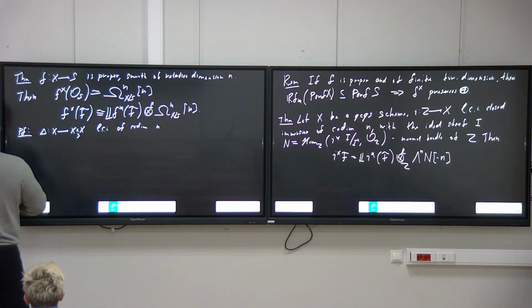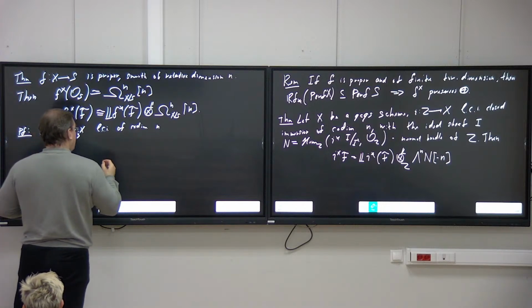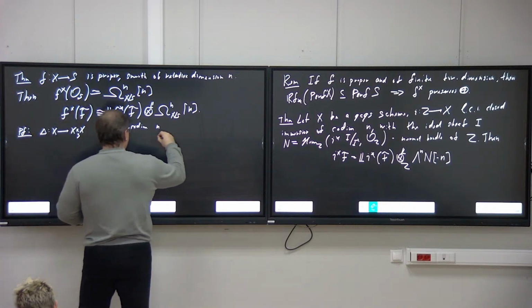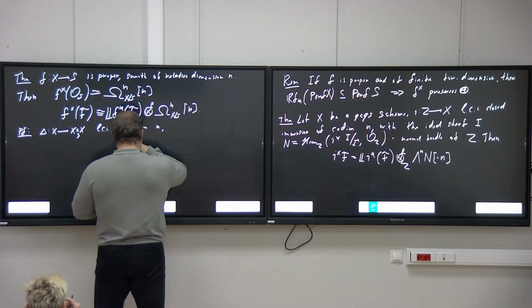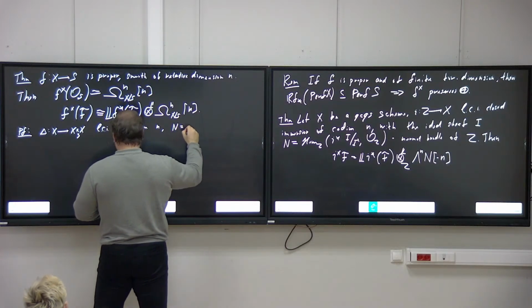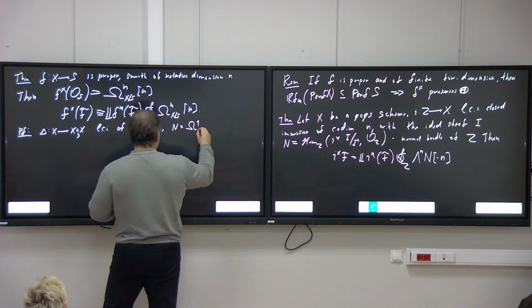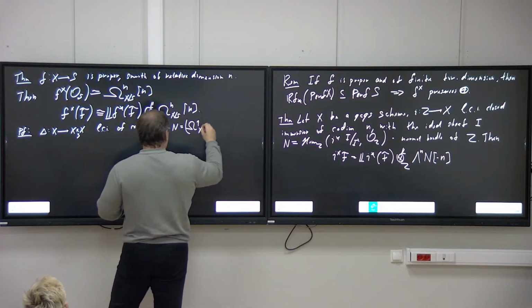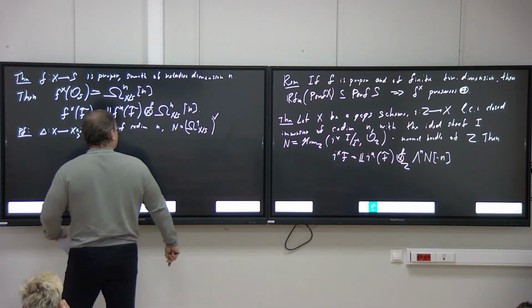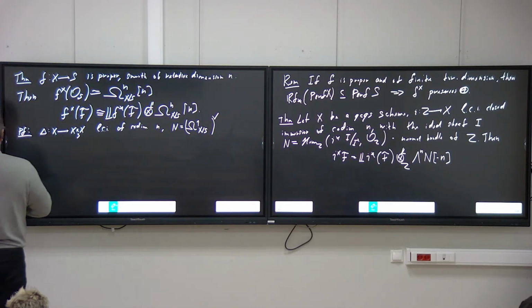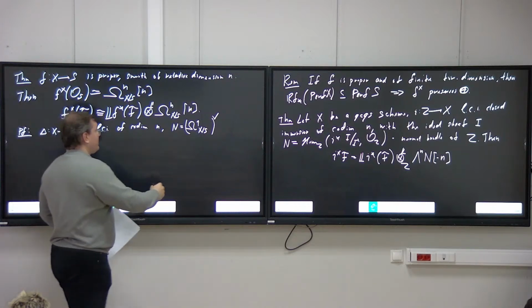Right. So now we have the following simple computation from algebraic geometry. Well, of course, we know that the normal bundle in this case is just the Omega^1_{X/S} dual, right? And the Omega^1 is the conormal, and this is locally free of rank n.